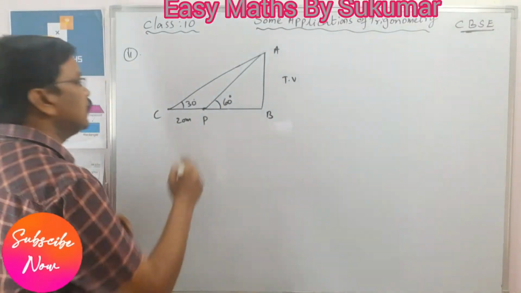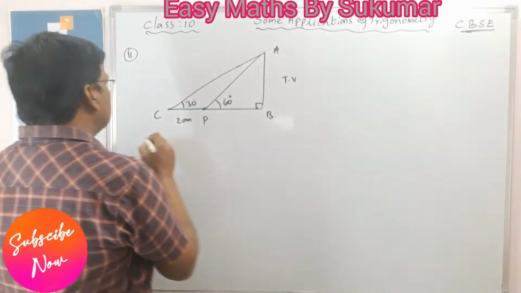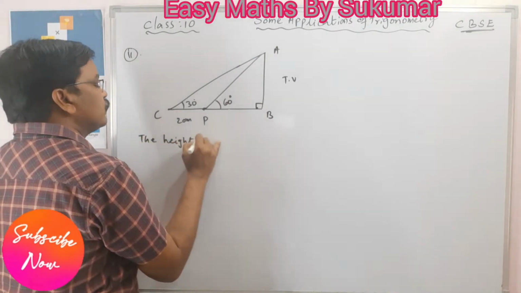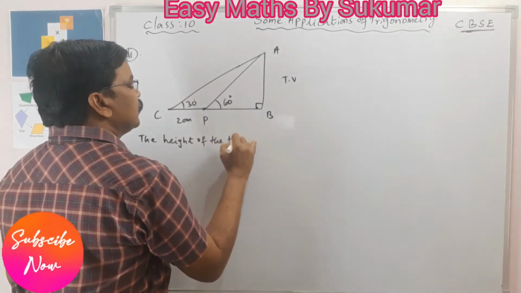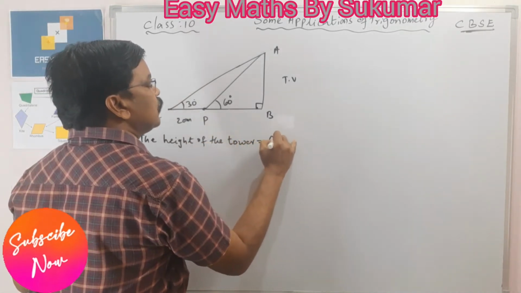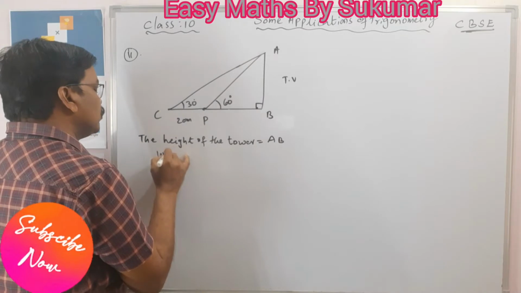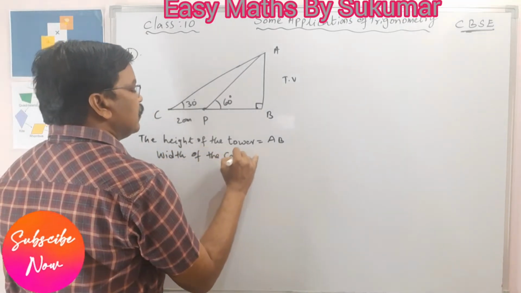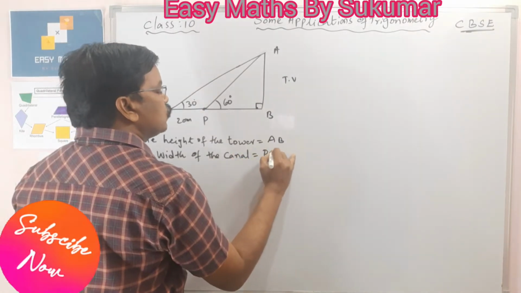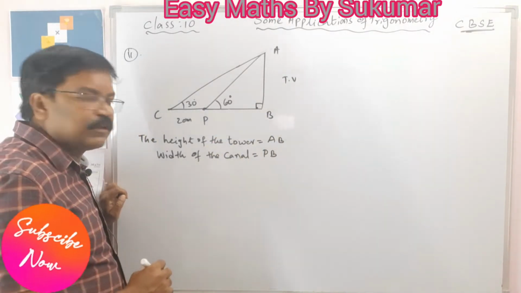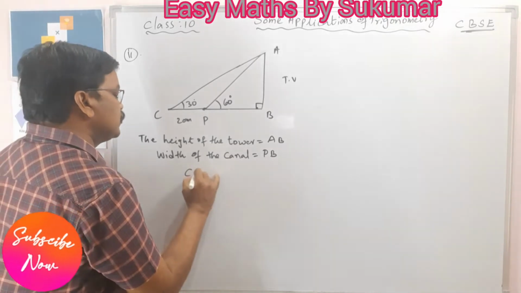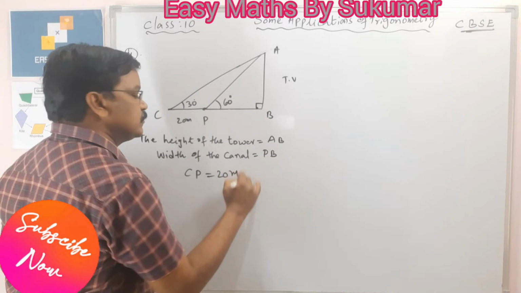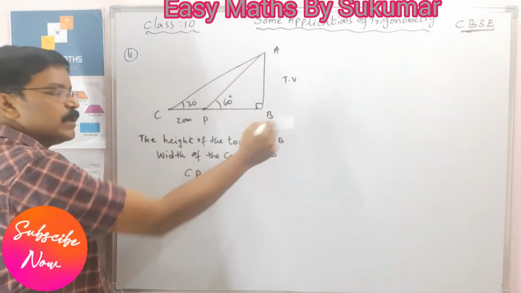So my dear students, here let us take the height of the tower equal to AB. The width of the canal is equal to PB, right? So what is the distance between C and P? That is 20 meters. So take triangle APB first.